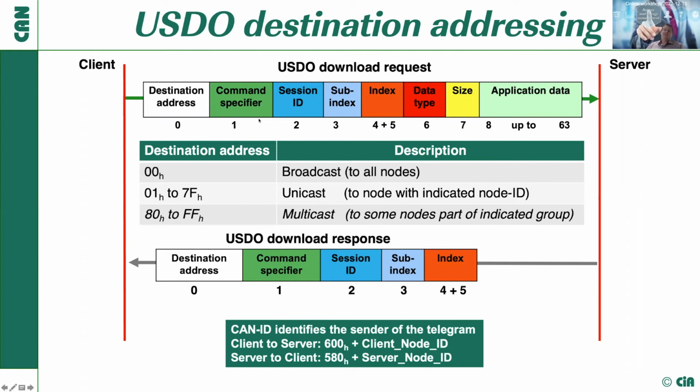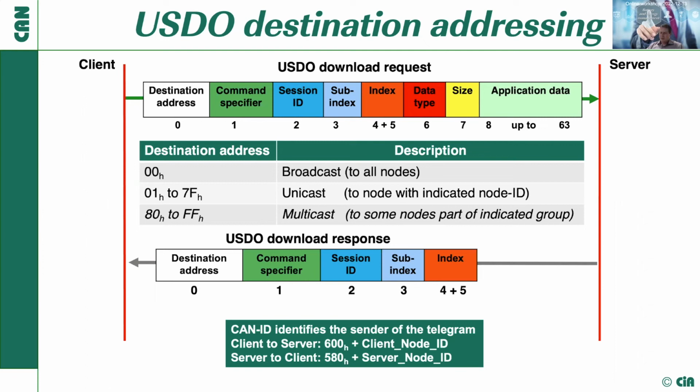Then in the command specifier, I say which type of SDO communication I would like to have. The session ID allows handling several transactions, the same as with other devices. We have index and sub-index. Maybe here once again you may wonder, why do we provide sub-index and index in a swapped way? Why were the sub-index and the index different in the past in CANopen?